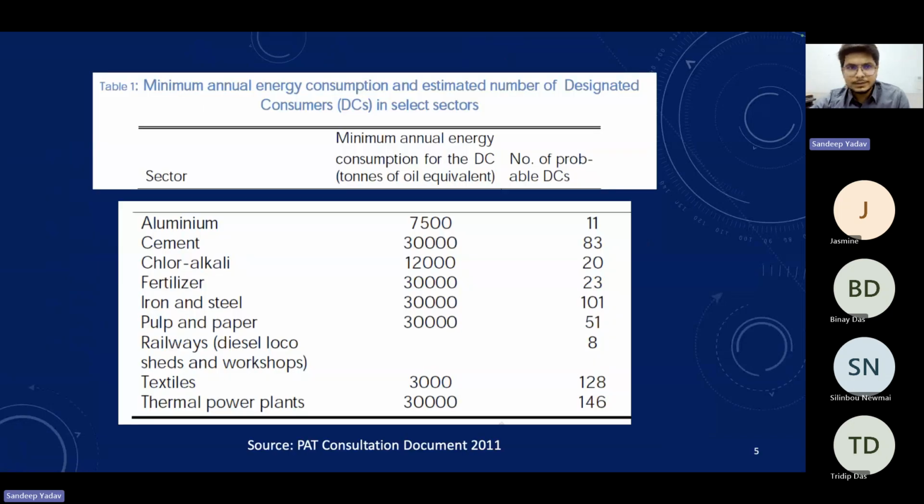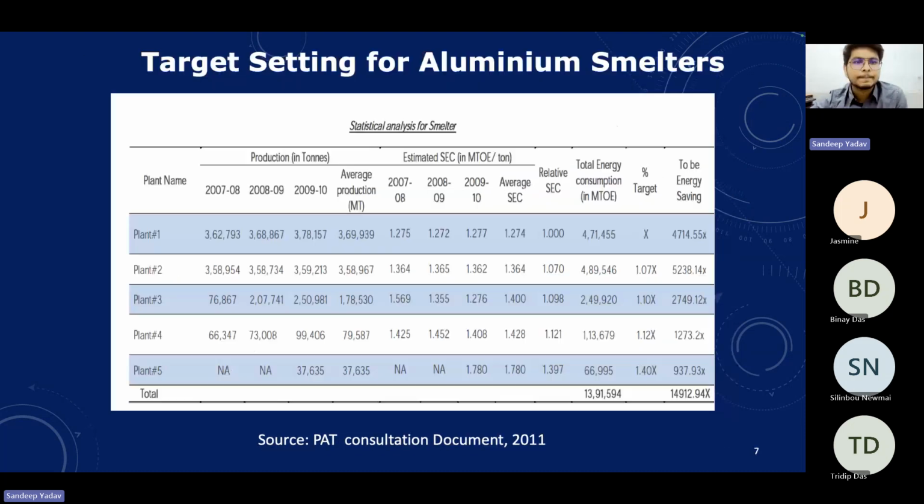Now the other thing is PAT, perform, achieve, and trade. This is a policy introduced by the BEE. I will explain that in detail in my slides, so I will not go through it this time.